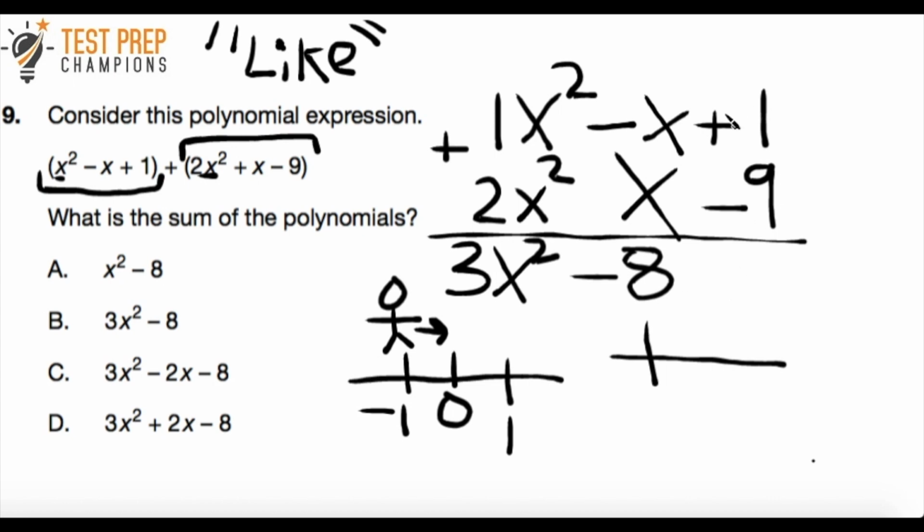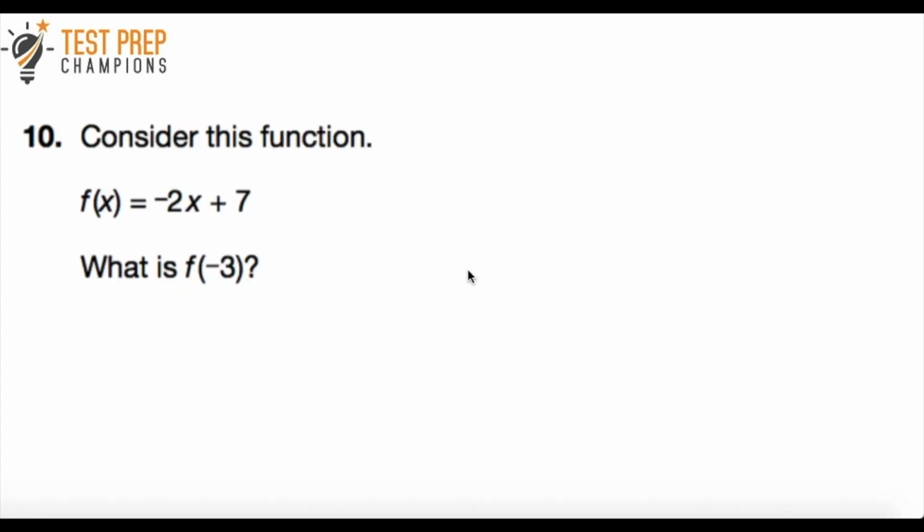So you got 1 plus -9. You're basically just doing 1 minus 9, okay, which would be -8. So we got 3x squared minus 8. And the answer is going to be B.